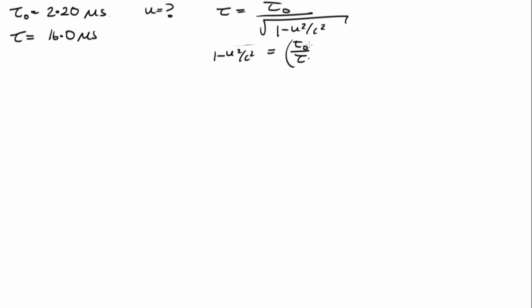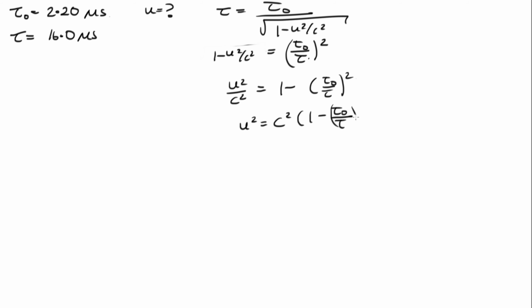and we will square this side, and so we can write this as u squared on c squared, moving this term over to this side and this one over to this side, is equal to 1 minus tau naught on tau squared. So u squared is equal to c squared times 1 minus this, and so this tells us that u is equal to c times the square root of 1 minus, and at this point we can substitute in. So let's substitute into this equation up here.